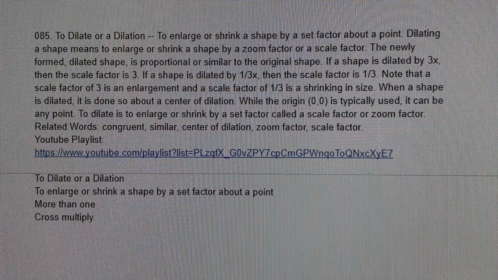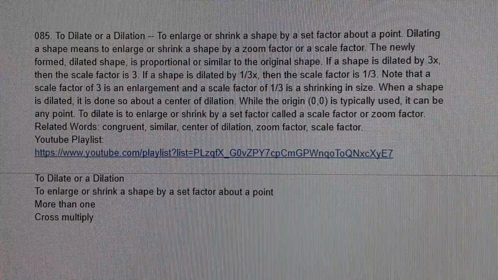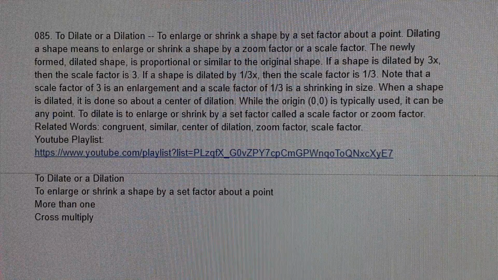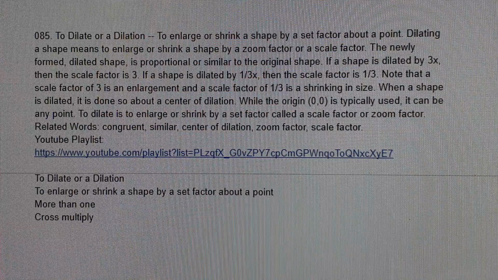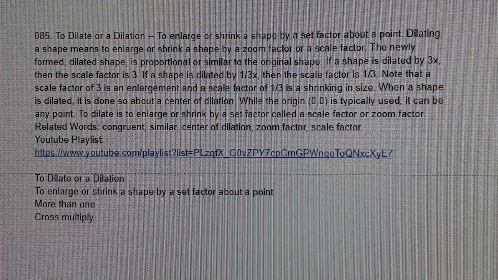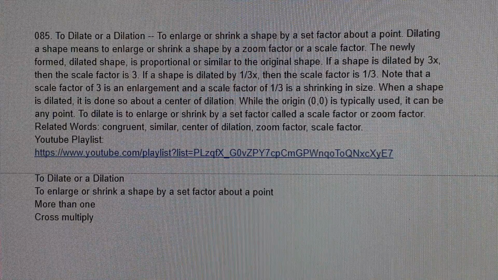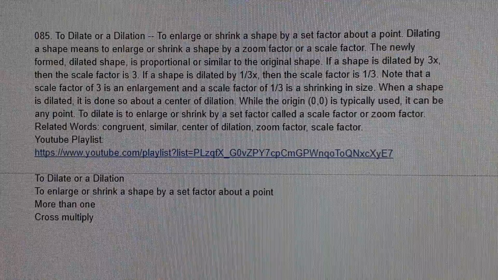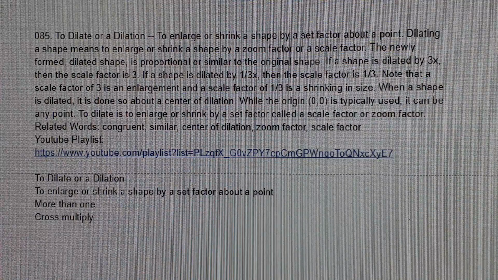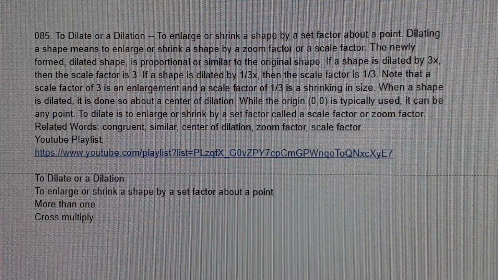When a shape is dilated, it is done so about a center of dilation. While the origin (0, 0) is typically used, it can be any point. To dilate is to enlarge or shrink by a set factor called a scale factor or a zoom factor. Related words: congruent, similar, center of dilation, zoom factor, scale factor.